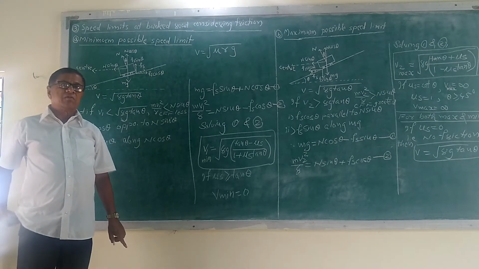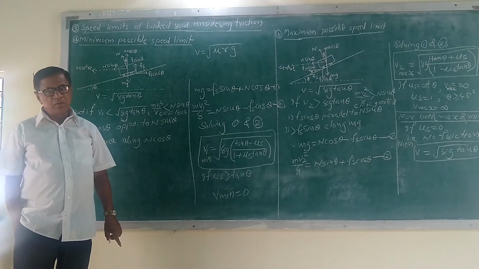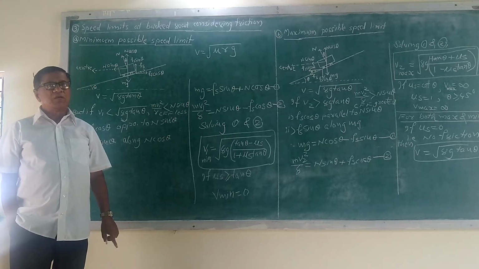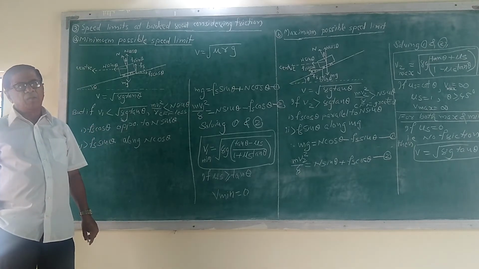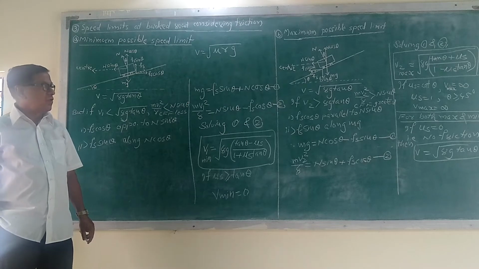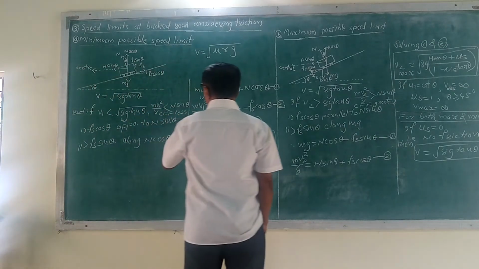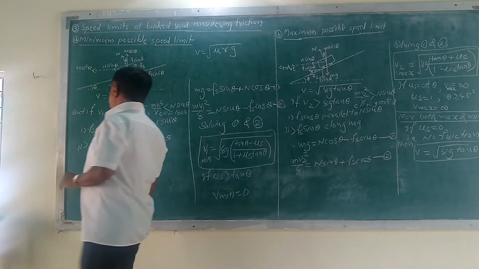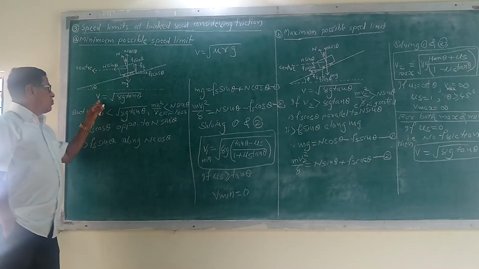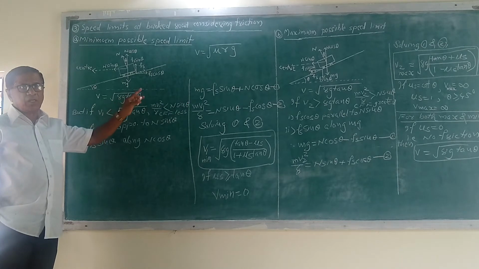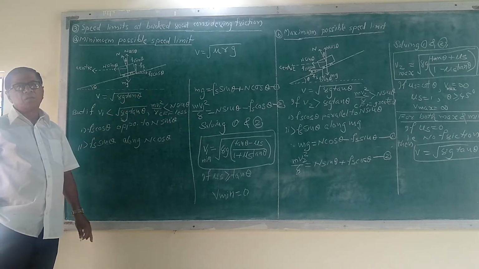For that reason, the roads are banked. Next, we have seen the second derivation, that is the speed limit at the banked road surface. The speed limit at the banked road surface is v is equal to square root of r g tan theta. Theta is called the angle of banking.